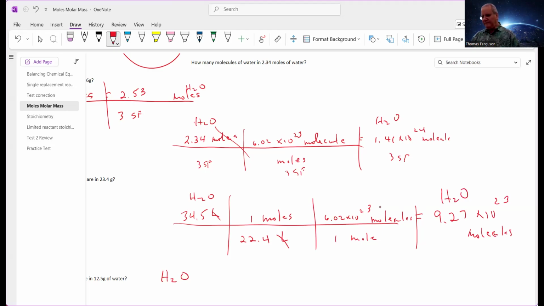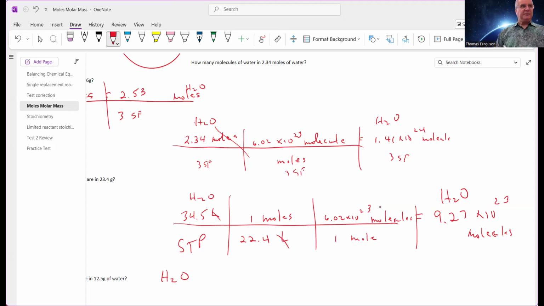So in 34.5 liters of water at standard temperature pressure, let's put STP here just to reinforce that, we've got 9.27 times 10 to the 23rd molecules of water. So we're going to see on most of the problems today, we're going to have to convert to moles as an intermediate, as a base unit, moles.